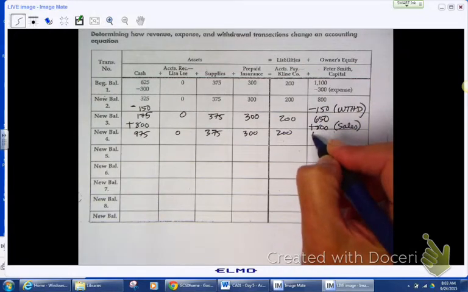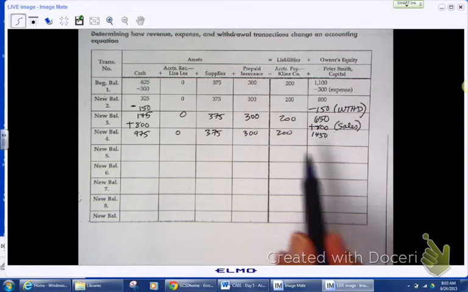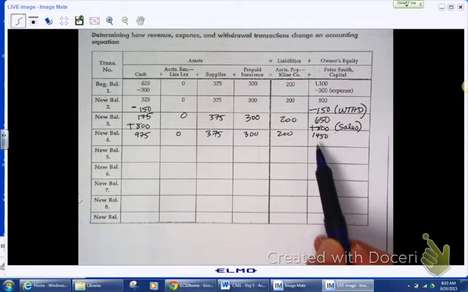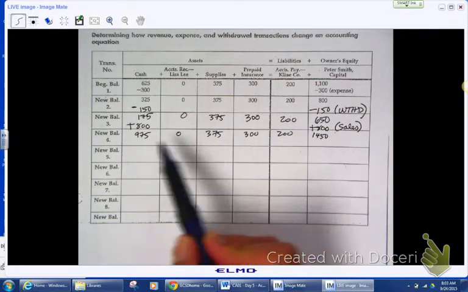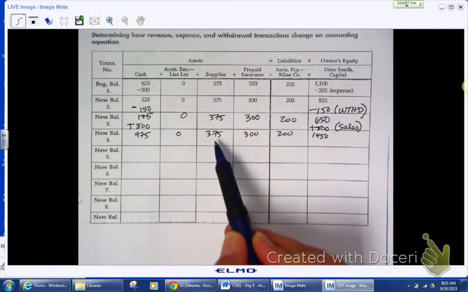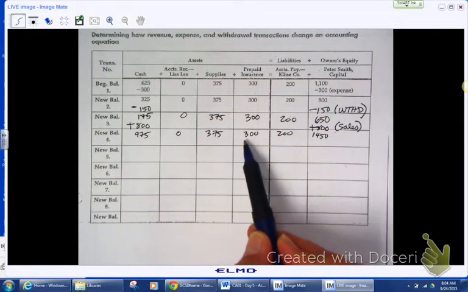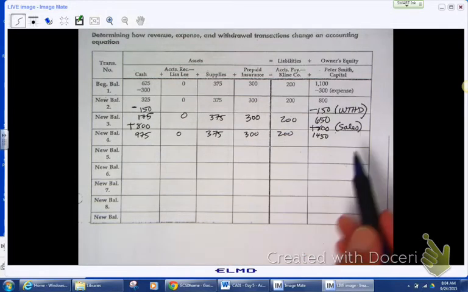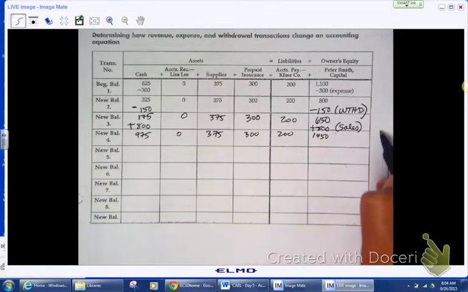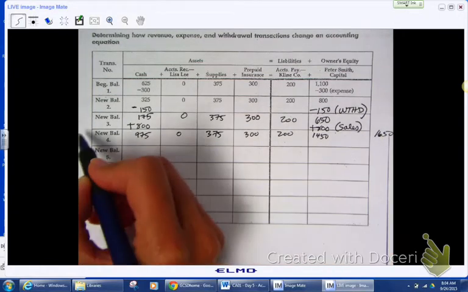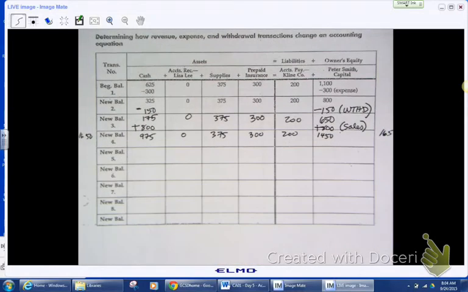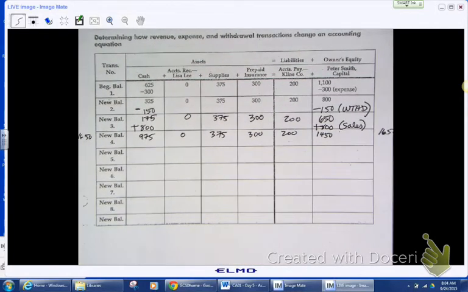Good. 375, 300, 200, and then what is this? 1450? Okay. Now, a quick check here to see if we're still in balance. The right side of our accounting equation is 1650. What's the left side? 1350 and 6, yes, so it's 1650. So both sides are at 1650. Just a quick check to make sure you're doing things correctly. Anytime that's not correct, you know you made a mistake somewhere.